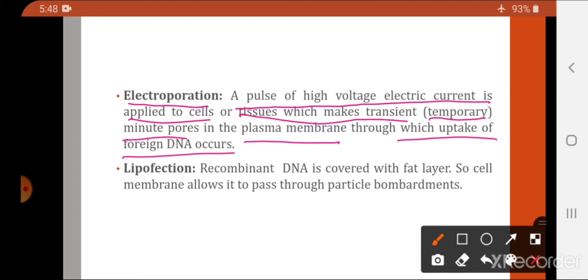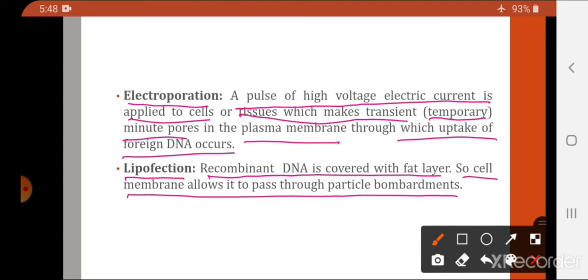It is a technique through which a high voltage electric current is applied to the cells or tissue, due to which temporary pores are formed in the plasma membrane through which the recombinant DNA enters inside the cell. The next technique is LIPOFECTION. Here the recombinant DNA is covered with a fat layer, so the cell membrane allows it to pass through.